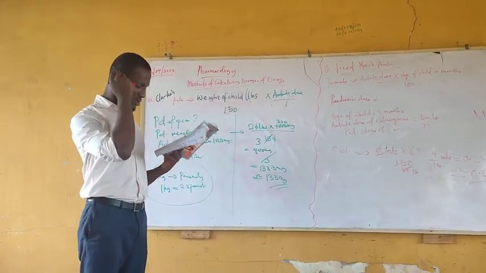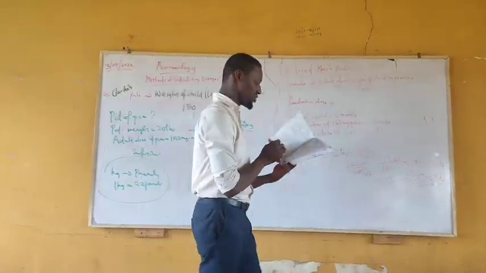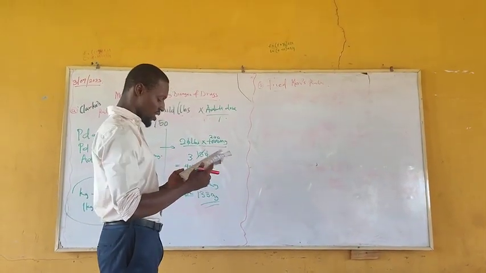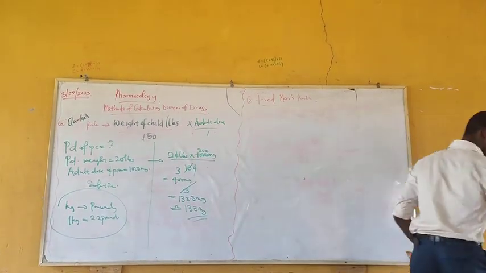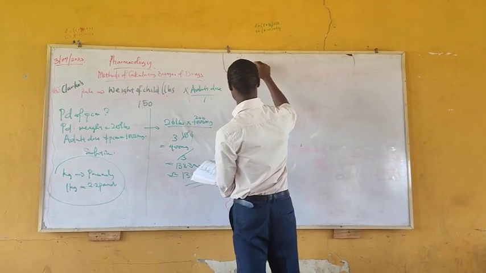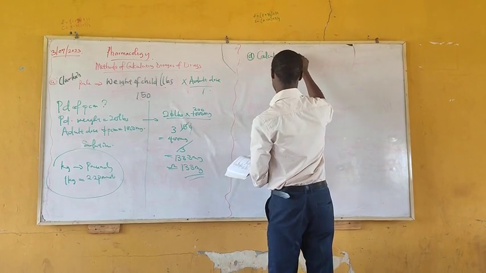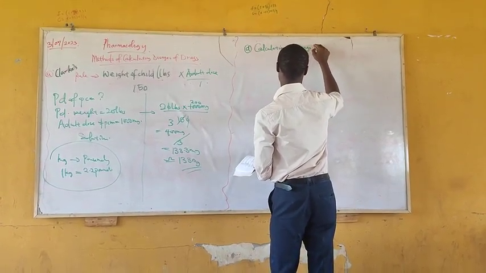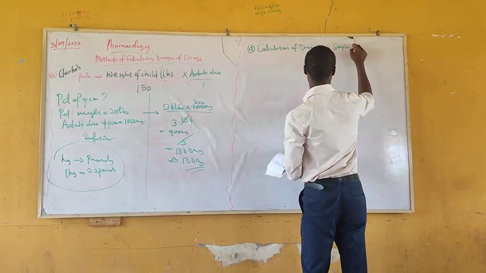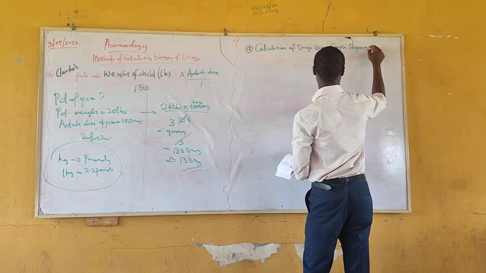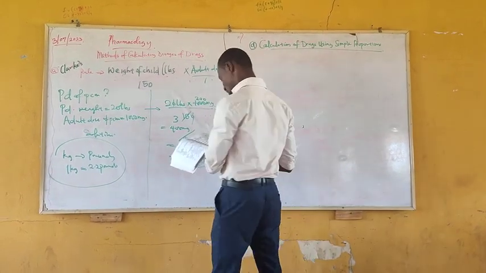Having done that, we look at simple proportions. Now it's not going to take much because we did Clark's rule. So the other one is simple proportions. Let's look at calculation of drugs using simple proportion. Here we have example 1.